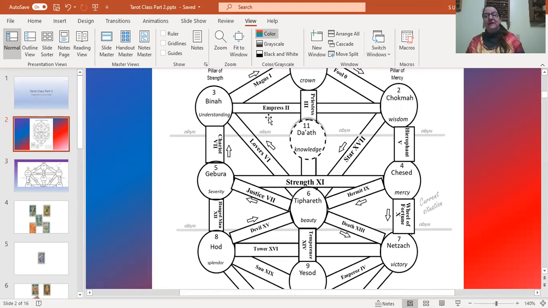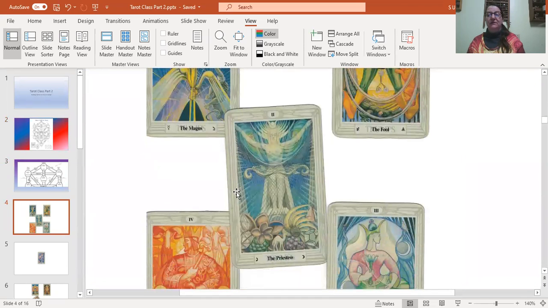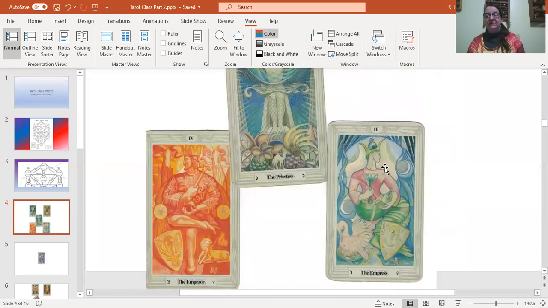The Empress is here. She goes between Chokmah and Binah, between wisdom and understanding. But what she isn't doing is reaching for the crown. She does not reach for the crown. She's kind of content to hang out where she's at. And if you look down here, this is where she is.